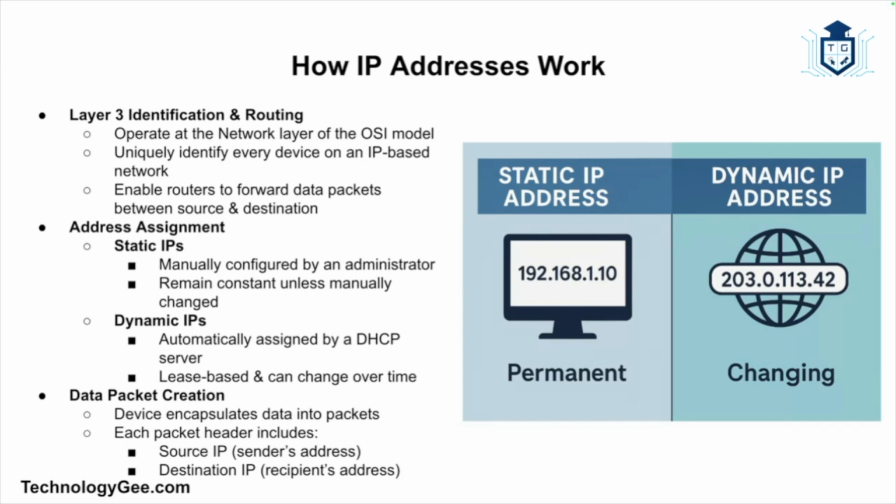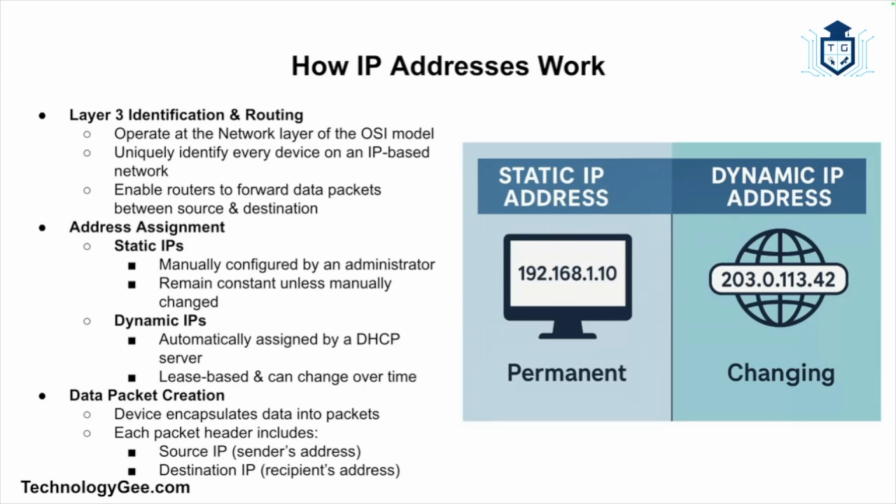All right, so let's move on and talk about exactly how IP addresses work. IP addresses operate at the network layer, or layer 3, of the OSI model, and they are used to identify devices on the network and to facilitate the routing of data packets between these devices. So here's how IP addresses work in practice. The first component is the address assignment. IP addresses can be assigned manually, which are known as static IP addresses, or dynamically, which are known as dynamic IPs. Static IPs are fixed and do not change, while dynamic IPs are assigned by a DHCP server and can change over time.